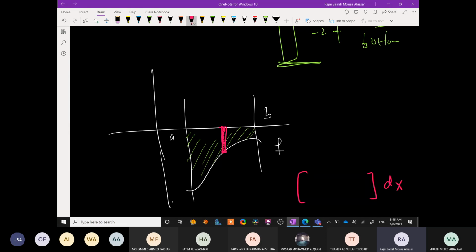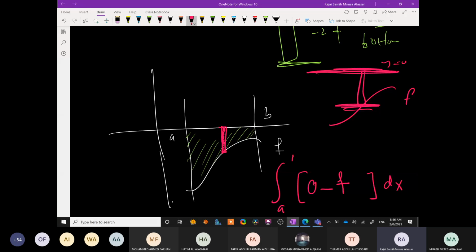f of x. What's the top function here? The x-axis, which is y = 0. You see that? It's the top function, which is the 0 function, and this is f. So this is y equals 0, and this is f, yes? If you want to find the height of that, it's the top function minus the bottom function. So it's 0 minus f, and therefore you have it from a to b.